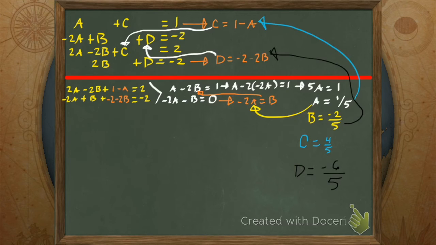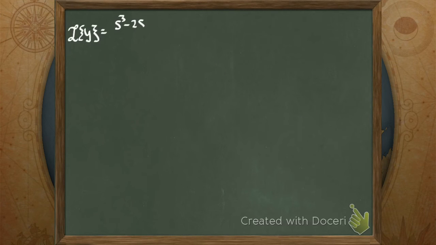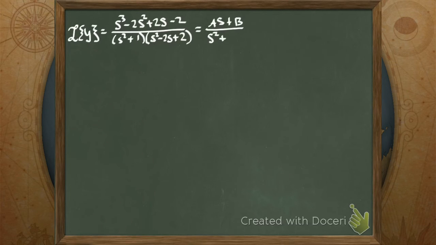Now what? Now that I got my constants, let me rewrite what we have here. This was my Laplace. Then I did partial fractions. I found my A, my B, my C, my D. I'm going to replace my A with 1 fifth, replace my B with minus 2 fifths, replace my C with 4 fifths, and then I replace my D with minus 6 fifths.